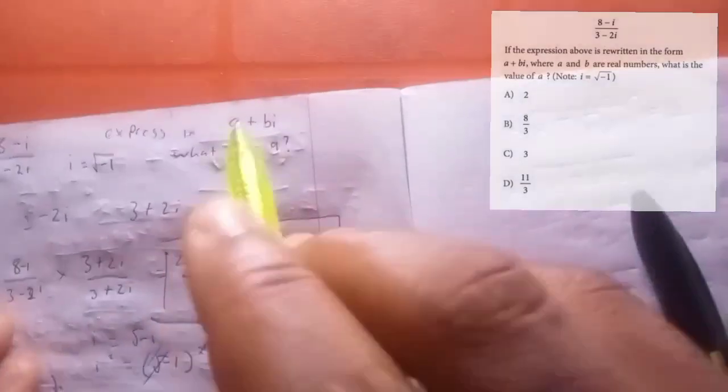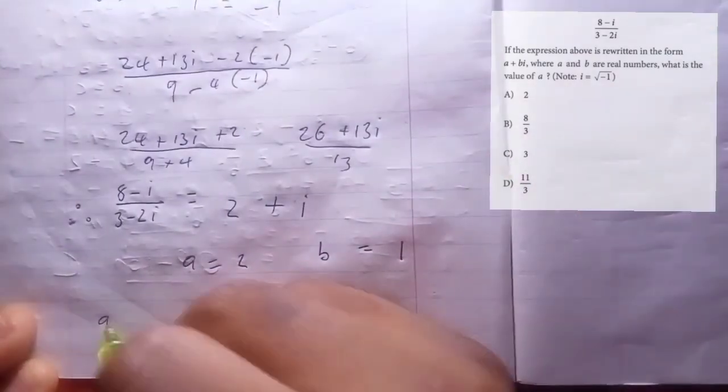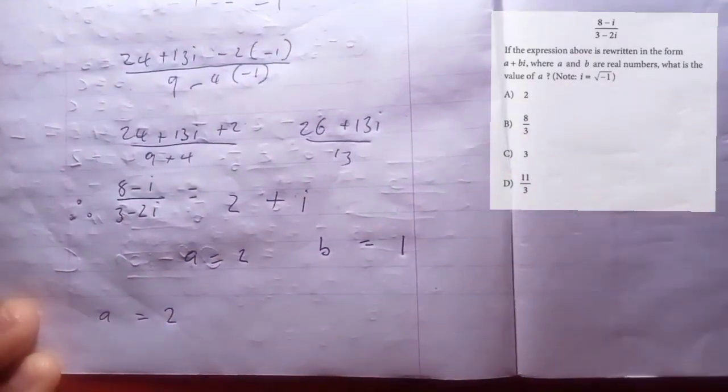And when we put it in the form a plus bi, a is equal to 2 and b is equal to 1. Now we found out that a is equal to 2. Option A. Stay excited.